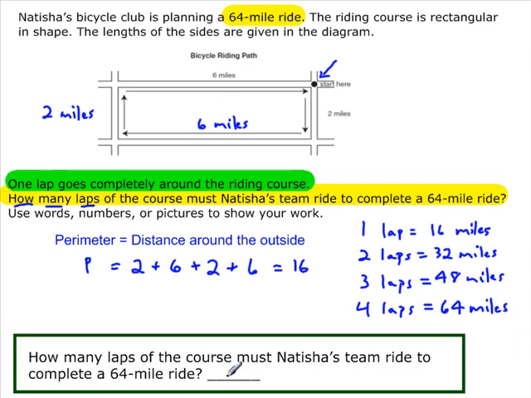So 4 laps would be my final answer. That's the number of laps Natisha's team must ride to complete a 64-mile ride.